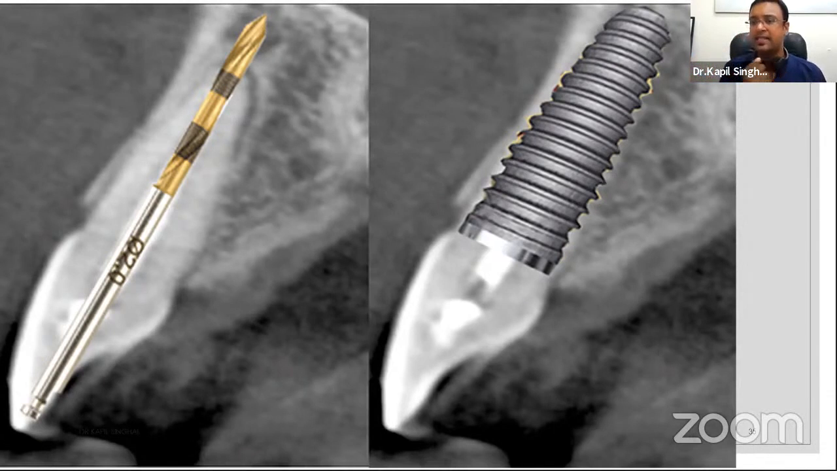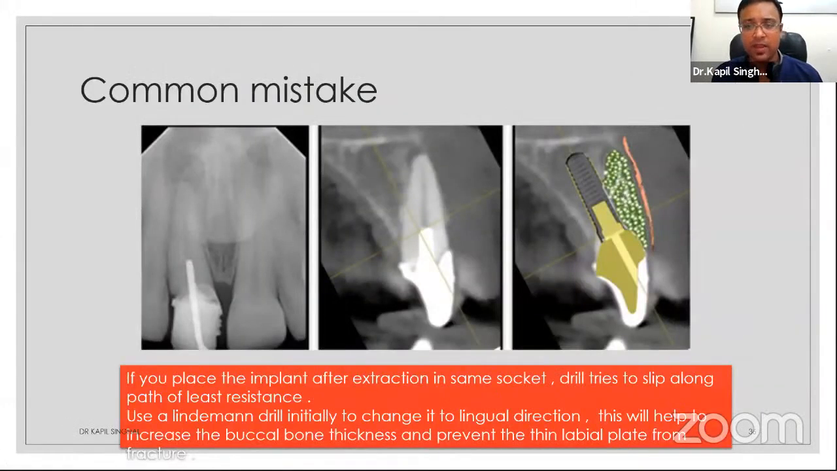So if you are drilling exactly in the center, you'll end up placing your implant in the socket too labially, and the chances that your labial plate will resorb increase, and even the prosthetic planning will be compromised. So, first thing, never drill in the center of the socket. See, the labial plate thickness has reduced to very little. This is a very common mistake.